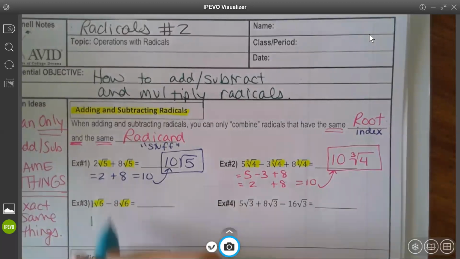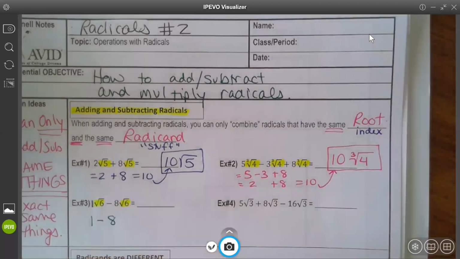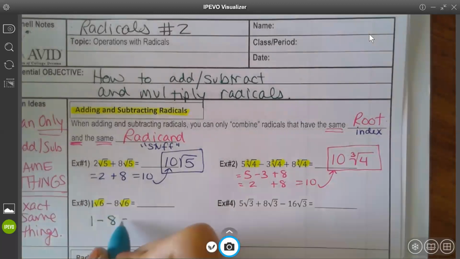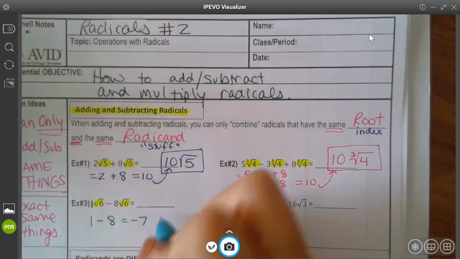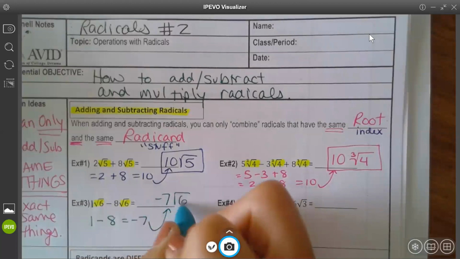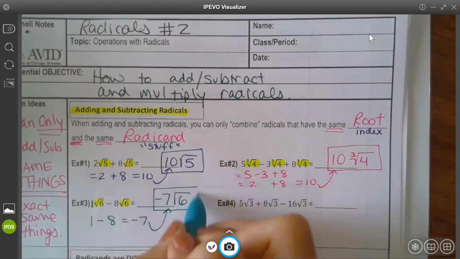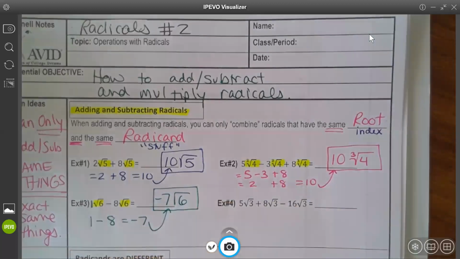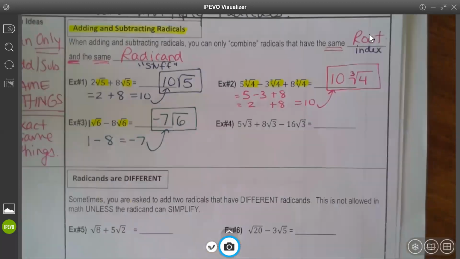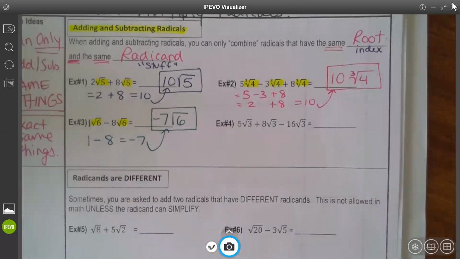And then we're subtracting 8 square roots of 6, which is going to give us negative 7 square roots of 6. Final answer. You can plop it into your calculator or on Desmos to prove it to yourself.